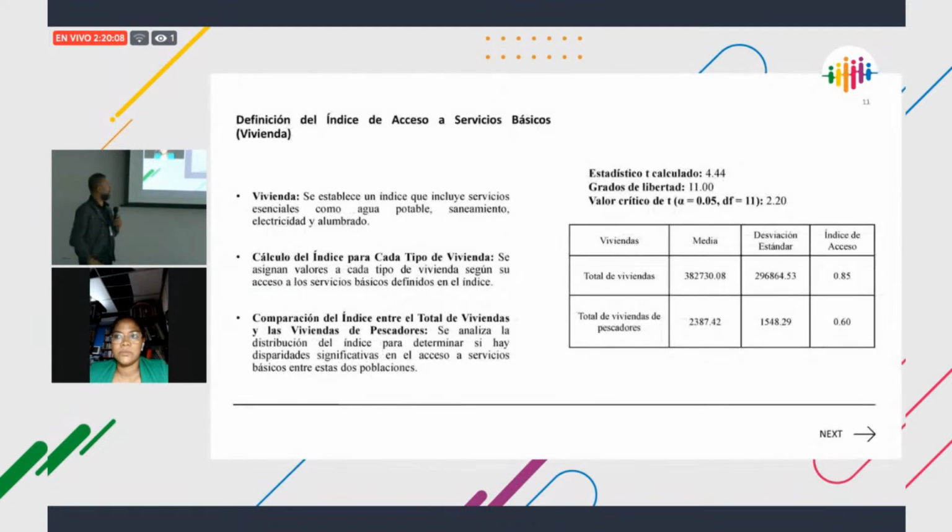We have symbolic changes here. I believe it's the last slide. Practically 85% of homes, or 0.85, in terms of this small index that we developed, have access. Although, in the case of the fishers, homes lower that index a little bit more just by using these categories that we established for homes.